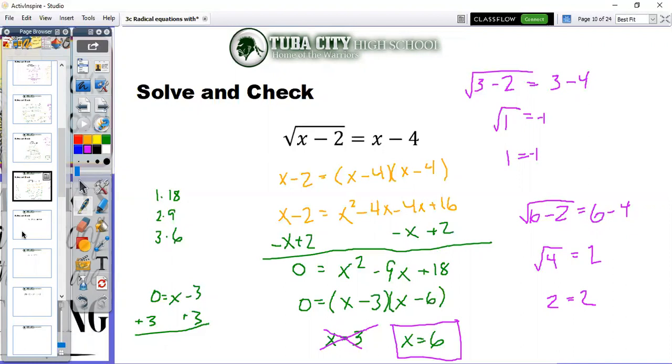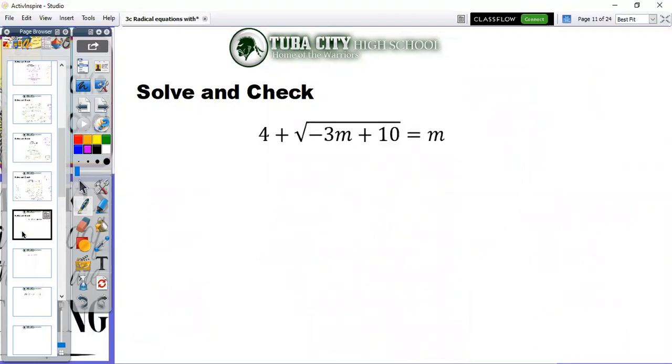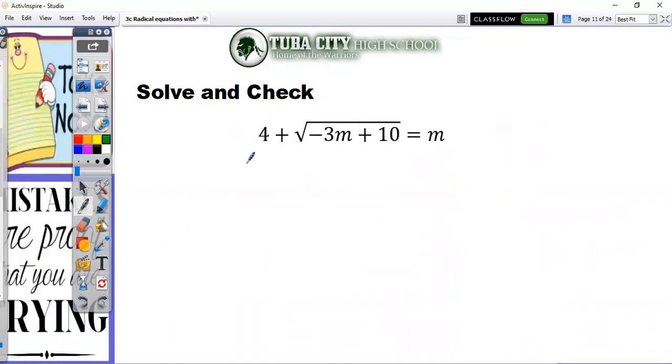Okay, so we only have one solution out of this one, even though there were two of them that we could have had. All right, now time to do this one here. So let's go ahead and try this one out. So same thing, I'm going to have to move this 4 over here.